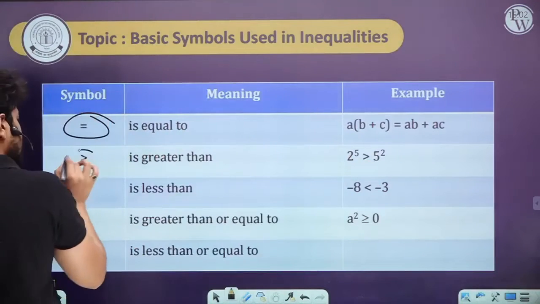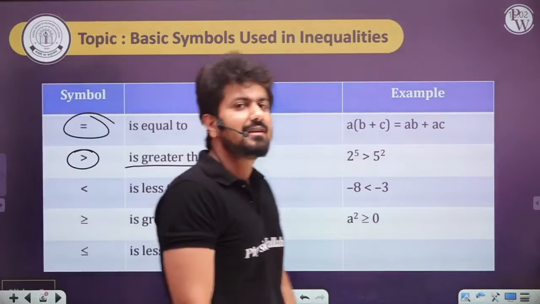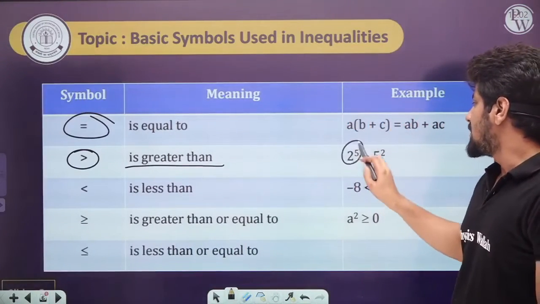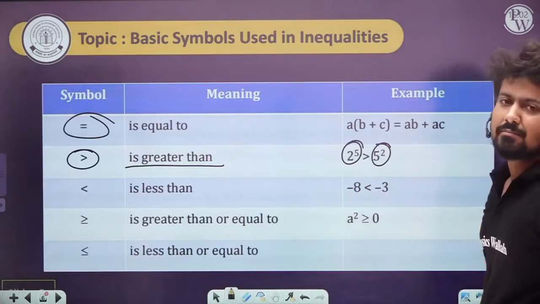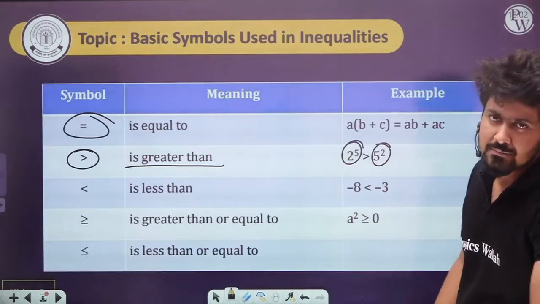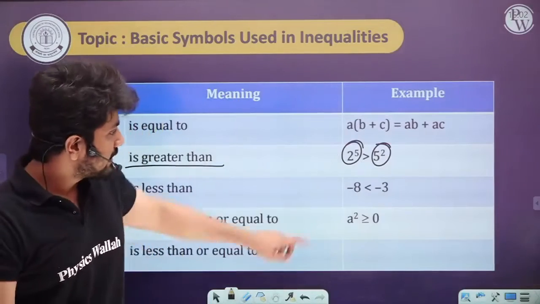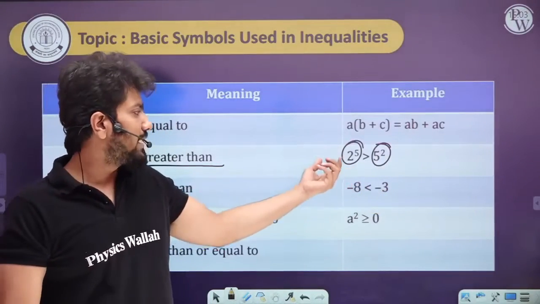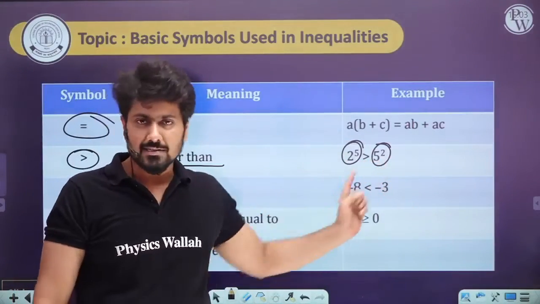This symbol is the greater than symbol. Like suppose we have 2 raised to the power 5 and 5 square. We will be applying the greater than symbol, that 2 raised to the power 5 is greater than 5 square. Yes, because the value of 2 raised to the power 5 is 32. Here the left hand side is 32. 5 square is 25. So obviously we know that 32 is greater than 25. So this is a greater than symbol.